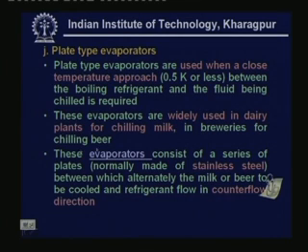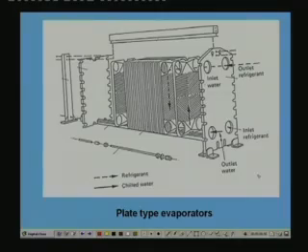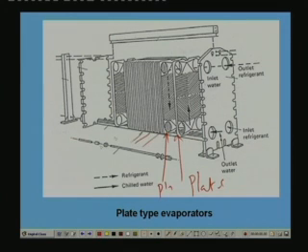So let me show the picture of a plate type evaporator. So you can see here that there are a large number of plates. Sorry, this is one plate and this is another plate. So like that a large number of plates are stacked together. And the flow passage is there between these two plates. That means there is some gap between these two plates through which the fluid can flow. Right.